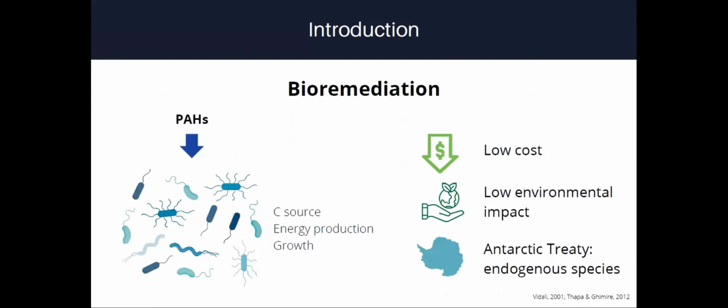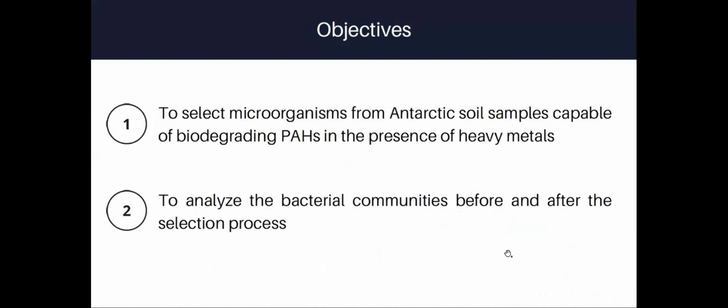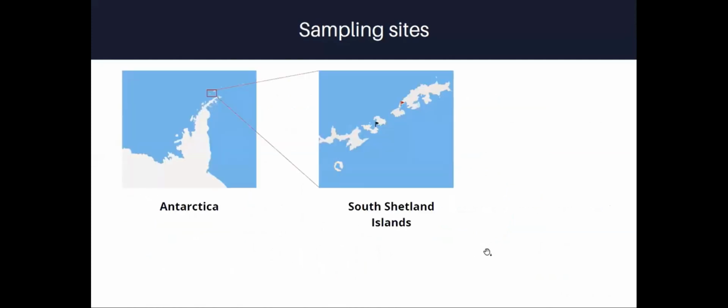Bioremediation with bacteria is a low-cost and low environmental impact alternative that allows decontamination of soil and that, under the provisions of the Antarctic Treaty, requires the use of endogenous microorganisms. On the other hand, diesel contains significant concentrations of some heavy metals that affect the efficiency of biodegradation. However, its effect has been scarcely studied to date in Antarctica. The objectives of this work were to select microorganisms from Antarctic soil samples capable of biodegrading hydrocarbons in the presence of metals, and to analyze the bacterial communities before and after the selection process.